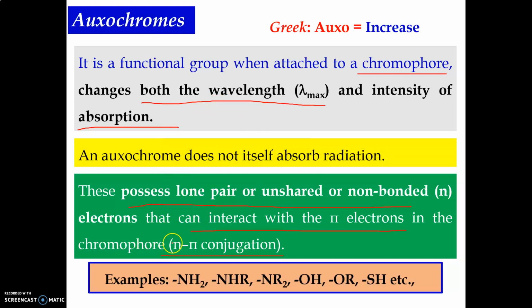These are the common examples of auxochromes: amines, hydroxyl compounds, alkoxy or thiol. These auxochromes do not themselves absorb any radiation. You can see there is no conjugation in auxochromes. But in the chromophore, there should be some conjugation, such as a carbon-carbon double bond or an unsaturated group. Here you cannot see any unsaturated bond in amines, hydroxyl, alkoxy or thiol. It only alters the wavelength and intensity of absorption when it is attached to the chromophore.